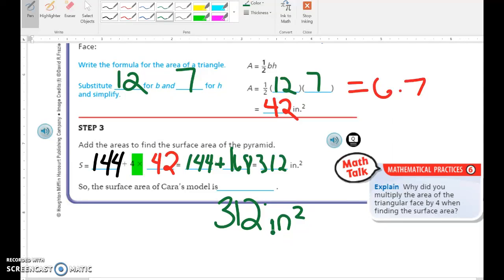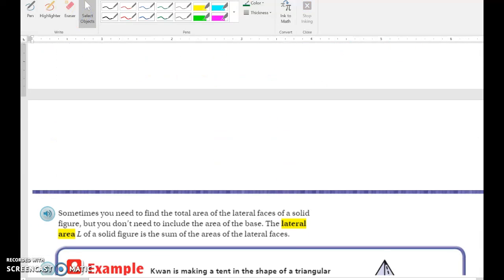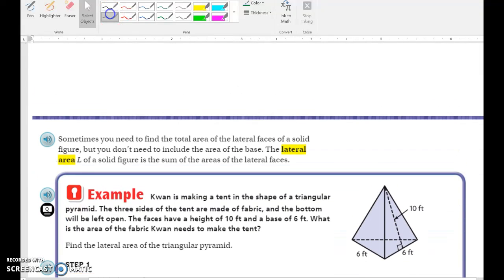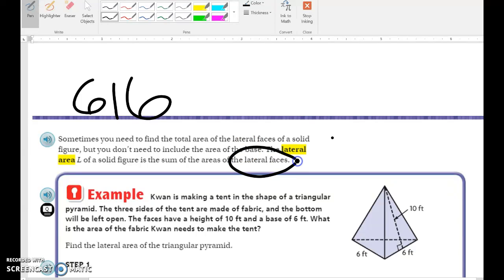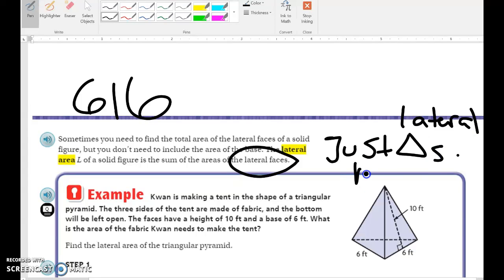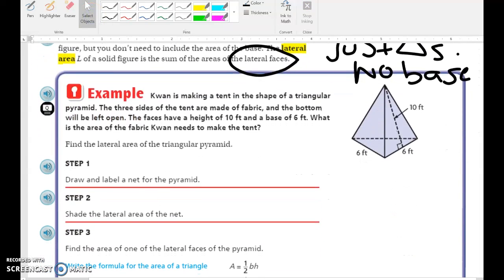Okay, so we're going to take a look at one other example on page 616. And they have this whole strange thing about lateral area. It's just, let's just add up the lateral triangles, with no base. It's not more complicated. You just have to read the question really carefully and see if it wants you to add the base or not add the base.